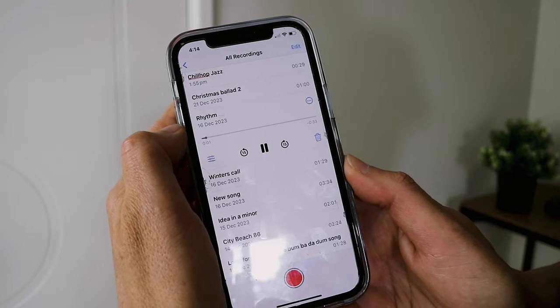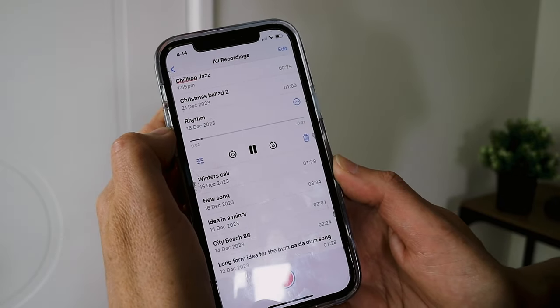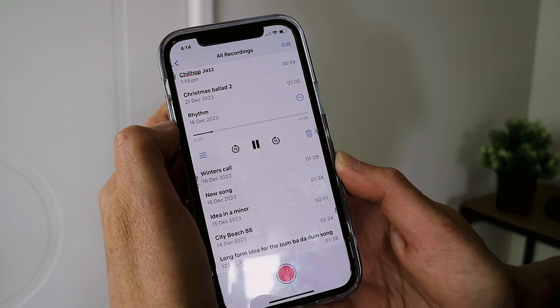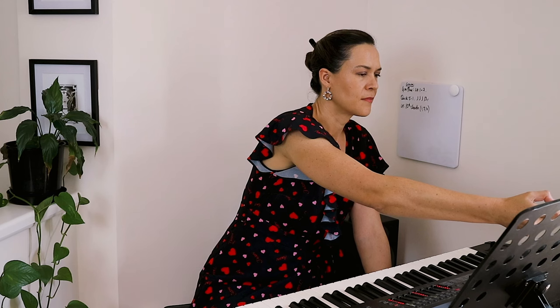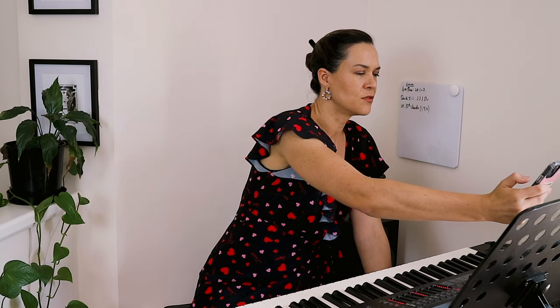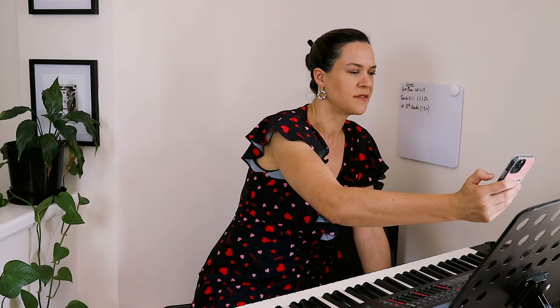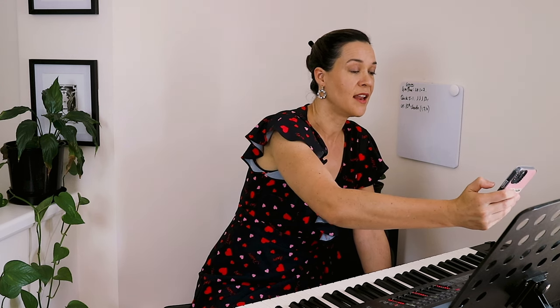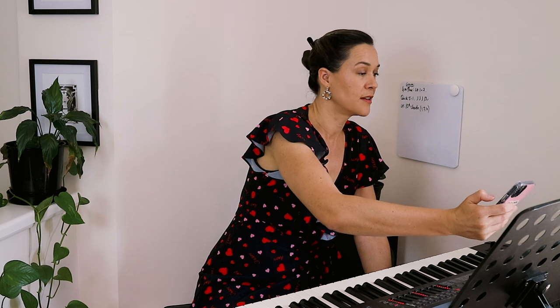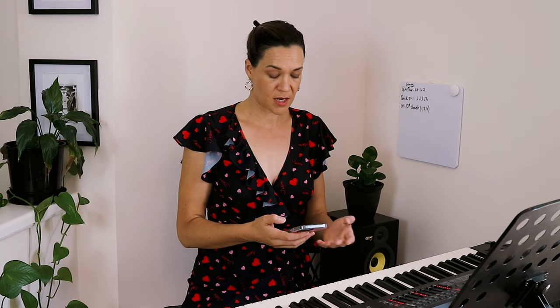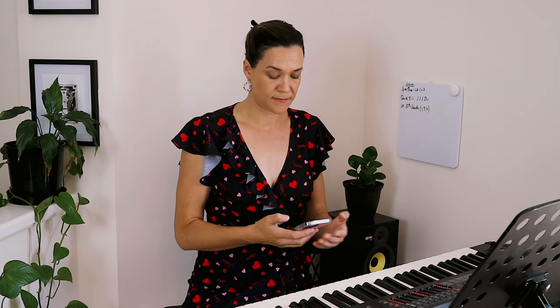Let's try one more. This one says "rhythm." Okay, there we go. So obviously "Winter's Call" was me screwing around with it, and then I've decided actually that's the bit that I like, and I've now got this little rhythmy riff thing that I can use if I want to start working with it. It's kind of cool. I might use that later.